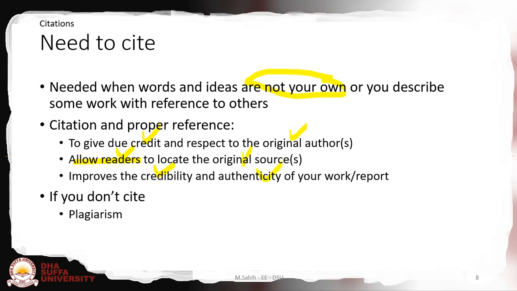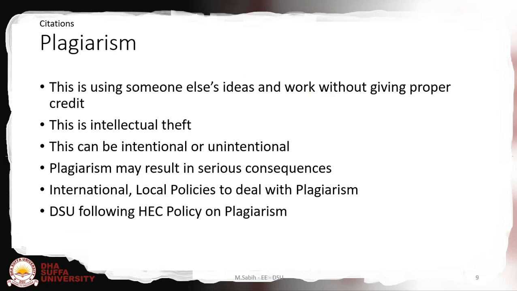If you bring something and say there is no literature review available for that work, this is a big doubt about what kind of area you are trying to discover in which no one has done anything. So if you don't cite, it is plagiarism. What is plagiarism? It is using someone else's idea and work without giving proper credit, and this is like an intellectual theft. It can be intentional, or it can be unintentional.